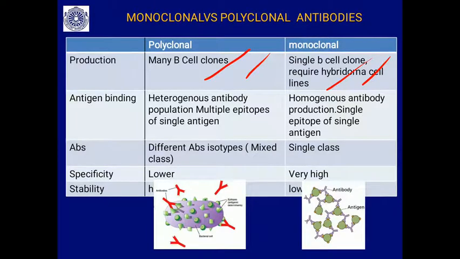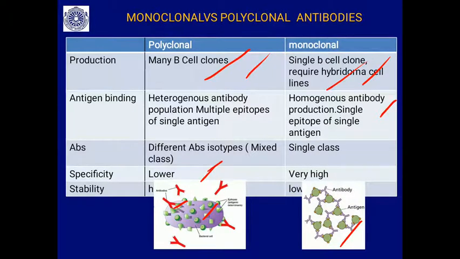What are these hybridoma cell lines? We will see. Antigen binding, how exactly? The heterogeneous antibody population means different kinds of antibodies are produced here, one for this epitope, one for another epitope. So they are for multiple epitopes of a single antigen. Here it is homogeneous antibodies, one kind of antibody. So you can see it is for a particular epitope.